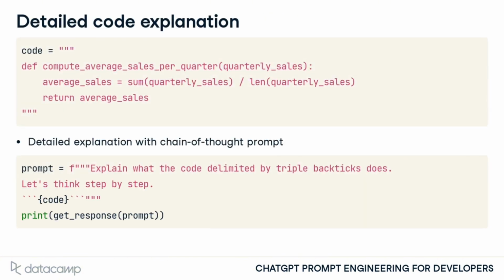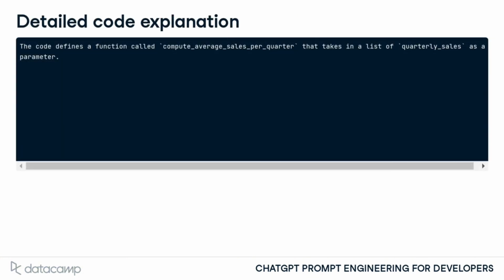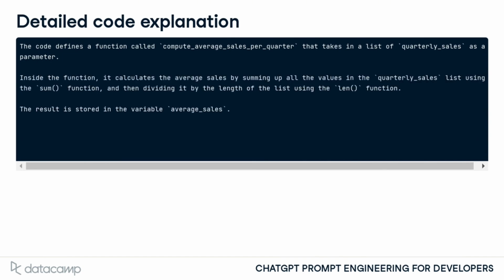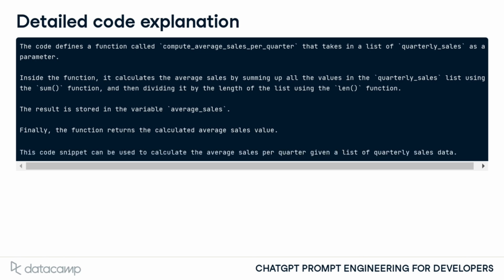In this case, we use a chain of thought prompt asking the model to think step by step. We apply this prompt for the same code we had earlier. The model will take one code chunk at a time and explain its functionality. It explains step by step what happens in each part, starting with the function definition, moving into the computation, and then returning the results. Finally, it summarizes the purpose of the code.